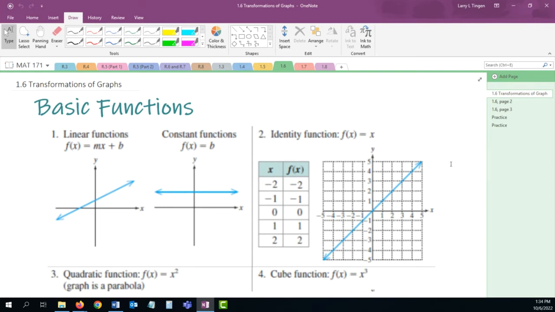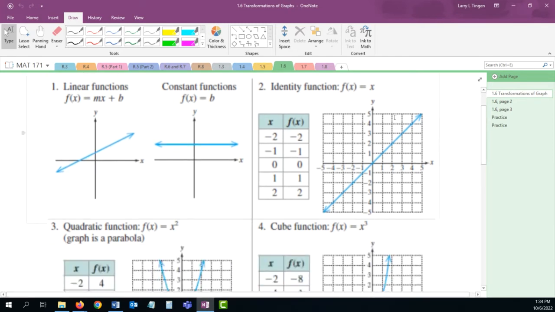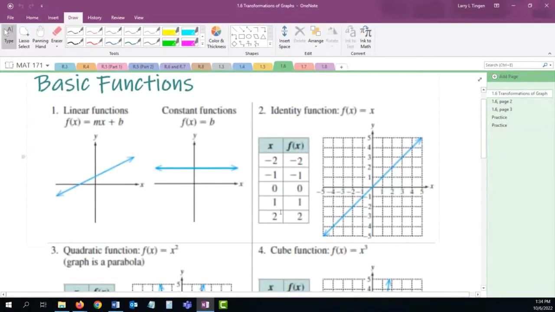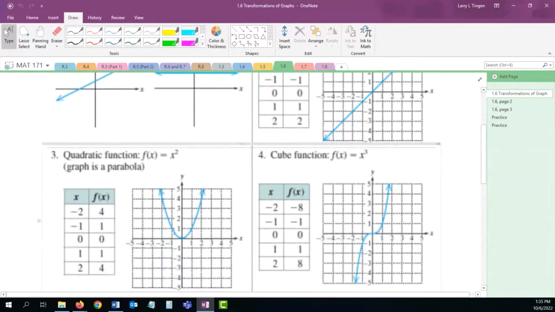We're starting out with basic functions. Everything here has to be a function to start with. So I've got a linear function, a constant function, and then some of everybody's favorites. We have the identity function, f of x is equal to x. Why is it called the identity function? Because if you plug in x, you get back x. Each function comes with a set of points. Here's the x value, here's the corresponding f of x value. Remember, f of x is fancy y. y equals x, f of x equals x. They mean the same thing.